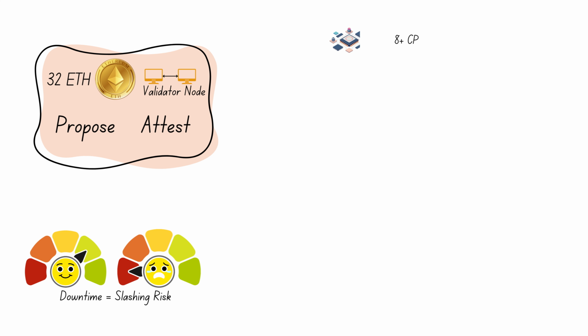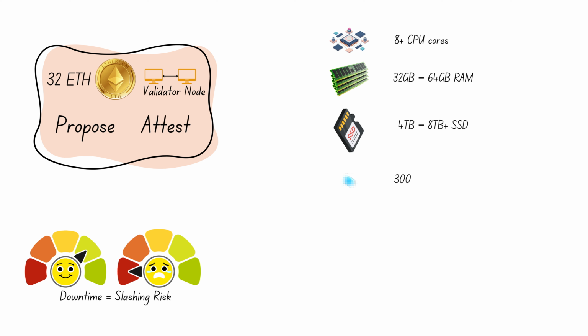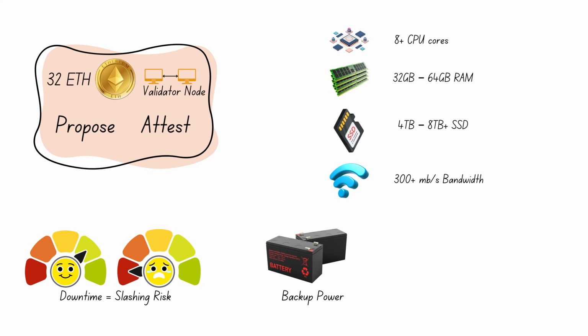Validators typically need 8 or more CPU cores, 32 to 64 gigabytes of RAM, a fast 4 to 8 or even more terabyte SSD, and at least 300 megabits per second of bandwidth. You'll also want backups, like a UPS for power supply, and even a secondary internet line. It's not something to run casually, but for those who commit, it's one of the most direct ways to support the network while earning rewards.